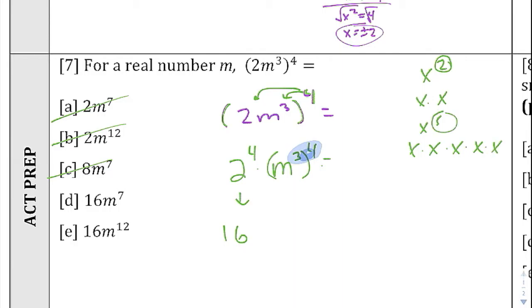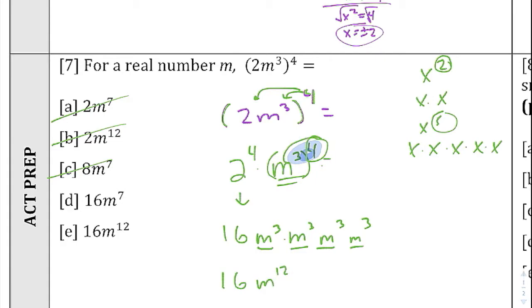So with that being said, if we have m to the 3rd to the 4th power, that just means there are 4, because it's the power 4, m cubed. So this is really what it would look like. M cubed, m cubed, m cubed, m cubed. Well, if there are 3 m's here, 3, 3, and 3, that means we have a total of 12 m's.